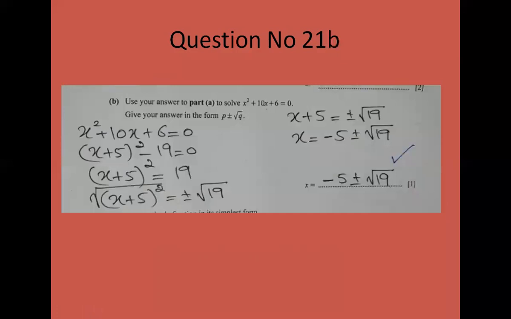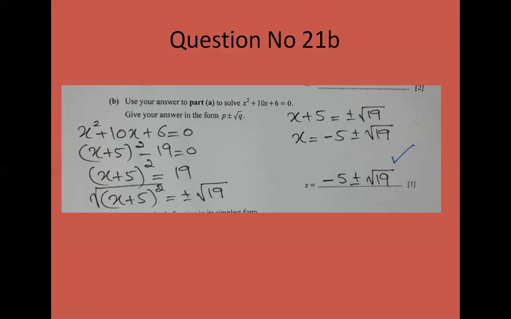Now, use your answer to part a to solve x squared plus 10x plus 6 equals 0. In the first part, by applying the completing the square method, I have converted its shape into (x plus 5) whole squared minus 19 equals 0. Take this minus 19 to the other side, and you will have (x plus 5) whole squared equals 19. So take the square root on both sides.